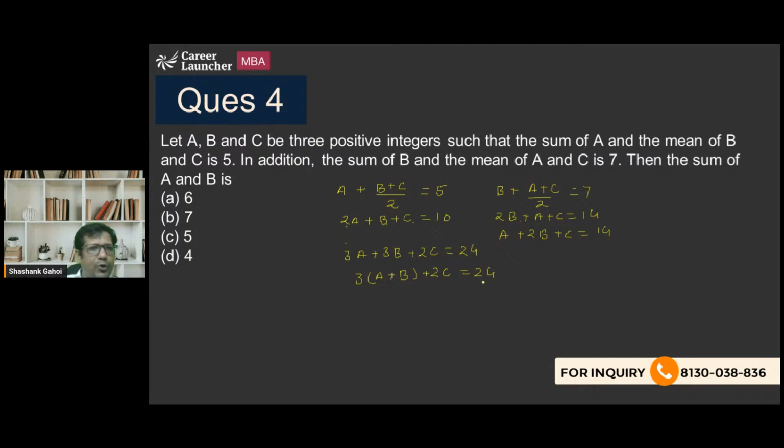Now I'm going to use logic. And what logic? We have 2C. 2C is an even number. This is also even. So 3 times (A plus B) should also be even.